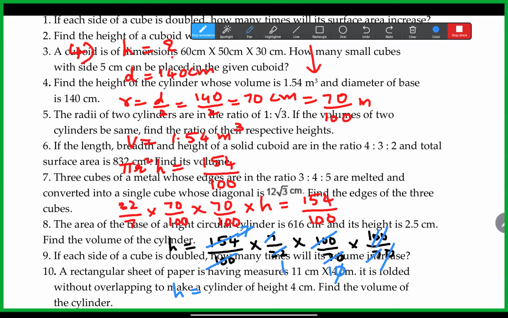So the answer is 1 centimeter, I think. Centimeter or meter? Because we converted the radius to meter, and volume was in meter cube, so the answer, this height, will be in meters. Or 100 centimeter if you want: 1 meter or 100 centimeter, whichever is comfortable for you.